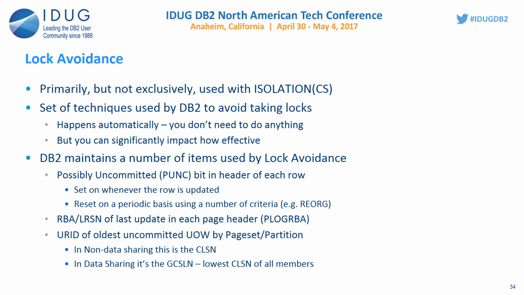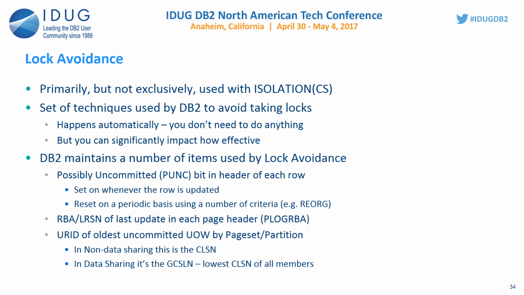Right. So DB2 maintains a number of items used by lock avoidance. There's this mysterious thing called a PUNC bit, which is a possibly uncommitted bit. And that's in the header of each row. So in every row in your objects, there's a bit that says, is it possibly uncommitted or not? Now that is set on whenever a row is updated, and it's set off by various activities, primarily reorgs. So if you run a reorg, all these PUNC bits are going to be off. And then as you update each row, the PUNC bit gets set on. And then eventually, you run another reorg and all the PUNC bits get set off again.